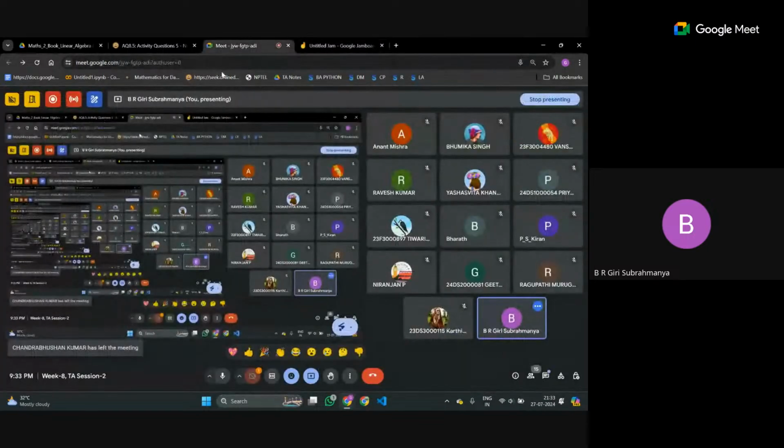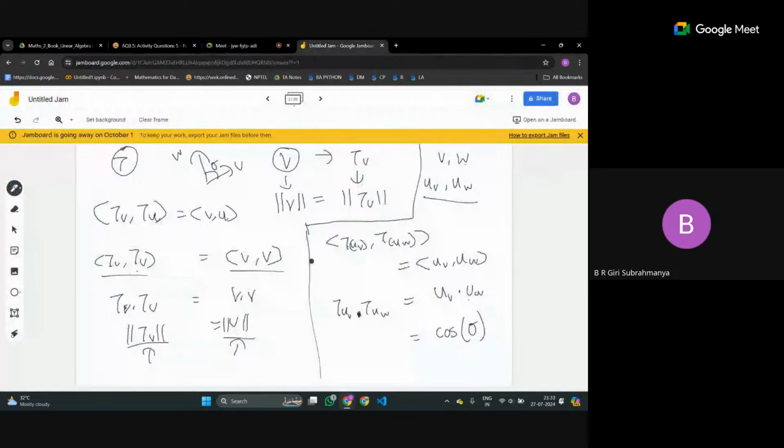Correct? True or not? This is going to be cos theta, correct? Yes. Okay. So the dot product between TUV and TUW is also going to be cos theta. Now we know one thing, it is going to preserve the length. So this is going to be a unit vector, correct? This is going to be a unit vector and unit vector. This is also going to be a unit vector.